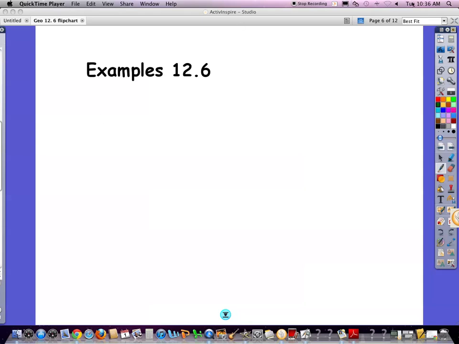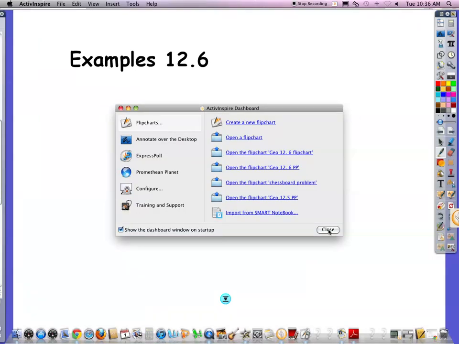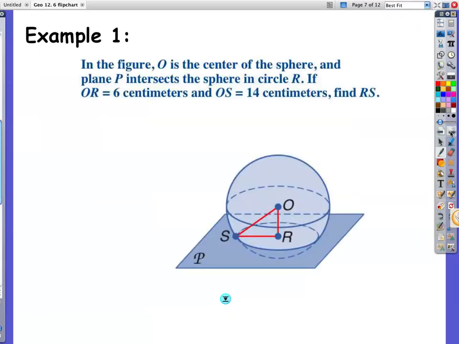Okay, we're looking at examples from 12.6. All right, example 1. In the figure, O is the center of the sphere and plane P intersects the sphere in circle R. If OR is 6 centimeters and OS is 14 centimeters, find RS.